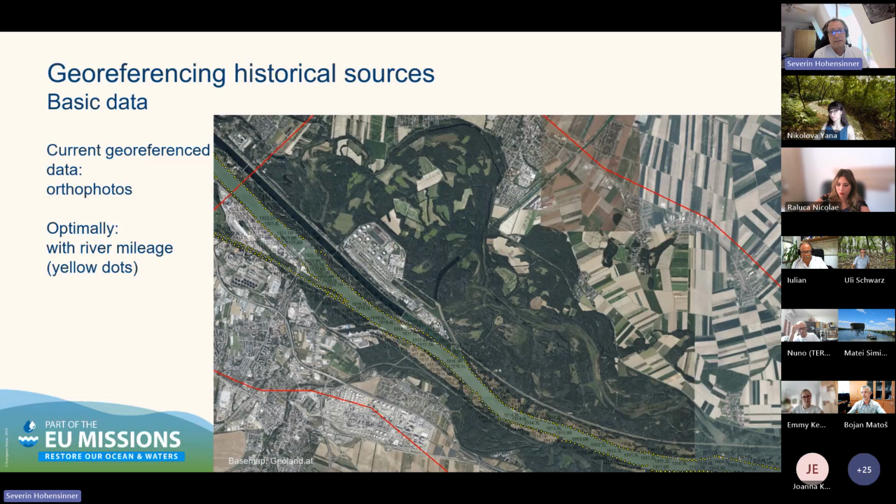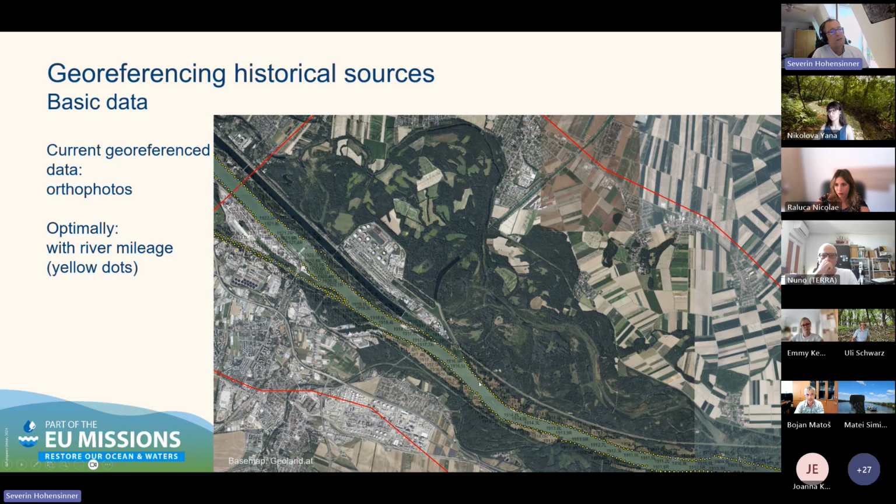It's clear we have the best data. Commonly they are already georeferenced, which means orthophotos. Optimally, we also use the river mileage system. Here you see every 100 meters along the Danube River we have the survey marks that can be easily used for georeferencing maps from the 20th century or aerial images from the 20th century.